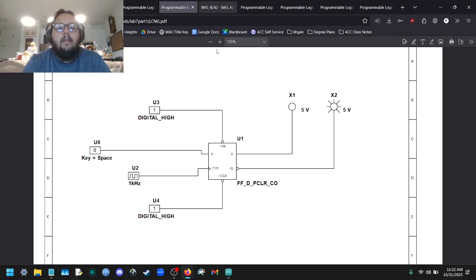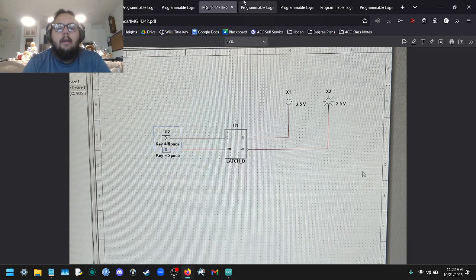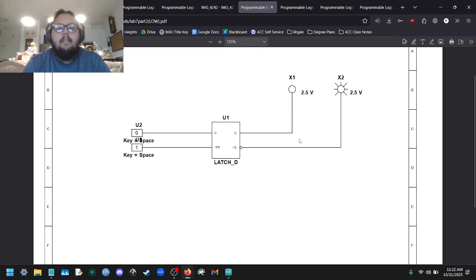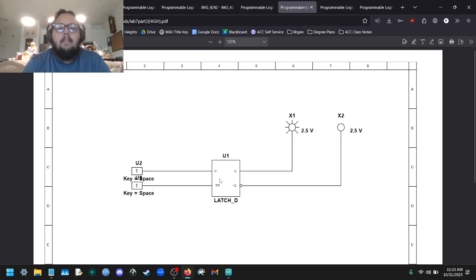Also, this is shown in my picture of the D latch on my computer. As you can see, when D is set to 0, Q is also 0, and inverse Q is 1, which means this LED light comes on. And when D is set to 1, Q is also 1, this LED comes on, and inverse Q is 0, so this LED light does not come on.